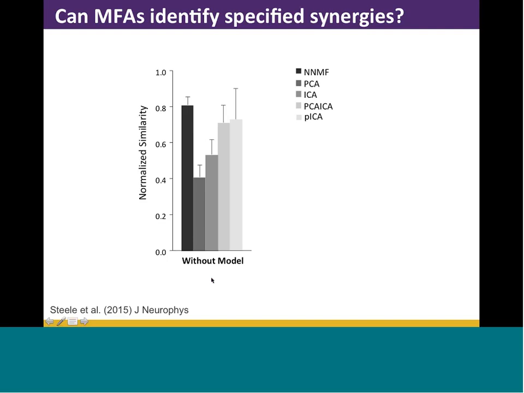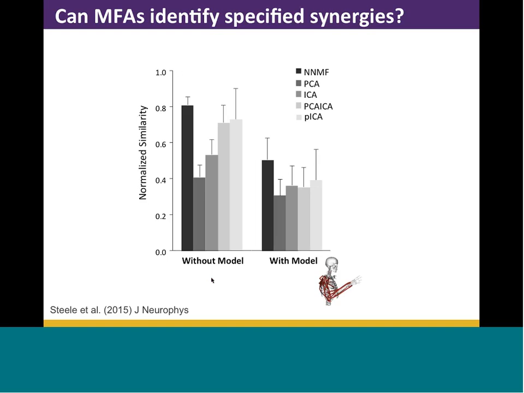So what happens now when we add in the model and these biomechanical and task constraints? Well, what we found was that with the model, the ability of all of these algorithms to accurately identify our synergies decreased significantly, except for PCA, which was pretty poor to begin with. But overall, we saw that the ability of these algorithms to identify the synergies decreased to less than an average of 0.5 in our normalized similarity.